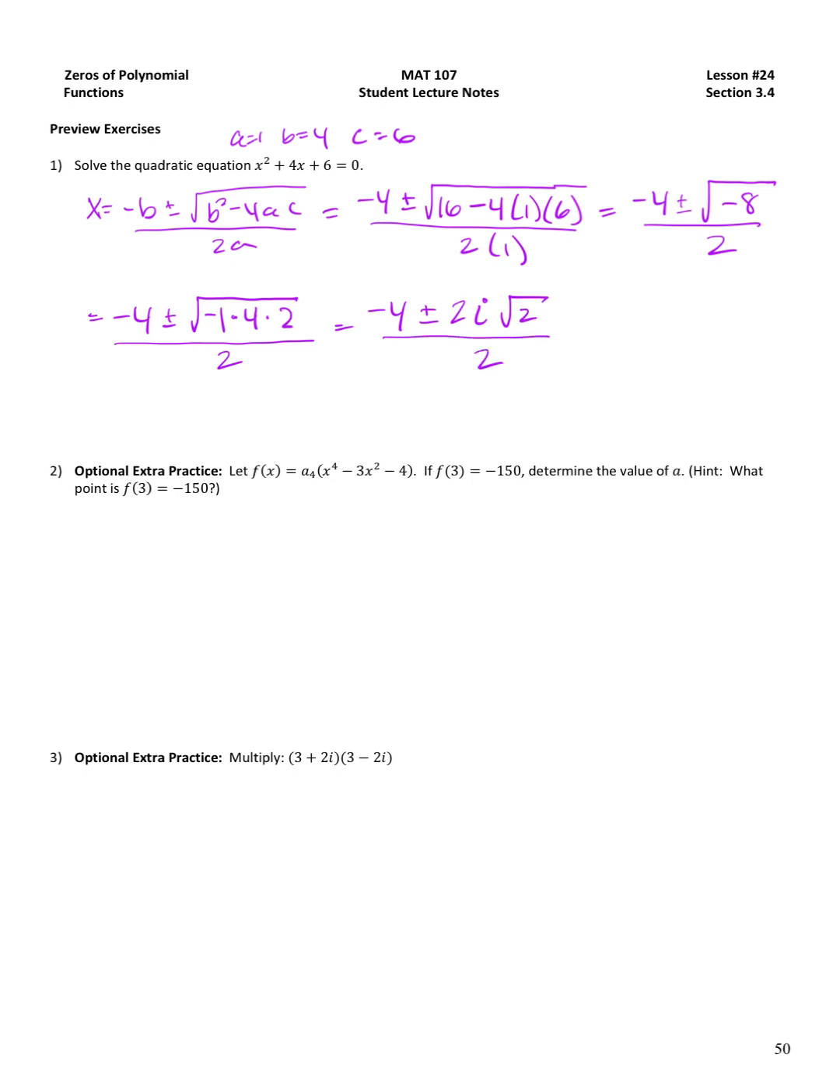And then I can break this into two fractions. Negative 4 over 2 plus or minus 2i root 2 over 2, and reduce the fractions. Negative 4 over 2 is negative 2. And then these 2's also cancel, and I have i root 2.